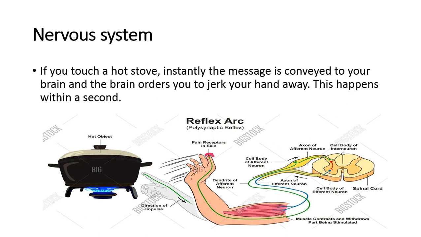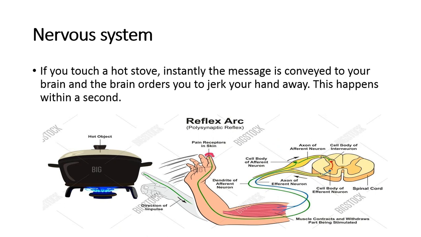So students, I want you to look at the first paragraph on page 2, and the topic is the nervous system. So what does it say? If you touch a hot stove, instantly the message is conveyed to your brain, and the brain orders you to jerk your hand away. This happens within a second.